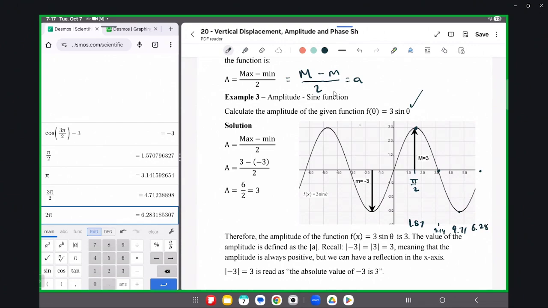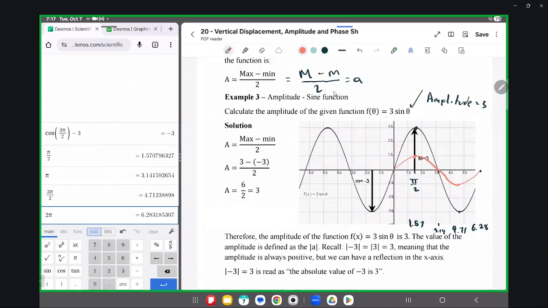And so what does it look like when we graph f of theta is equal to 3 sine theta? So we know that the amplitude will be equal to 3. This is verified by the graph of this thing. If I graph what sine theta looks like, instead of going up to a maximum of, say, 1, we now go up to a maximum of 3.